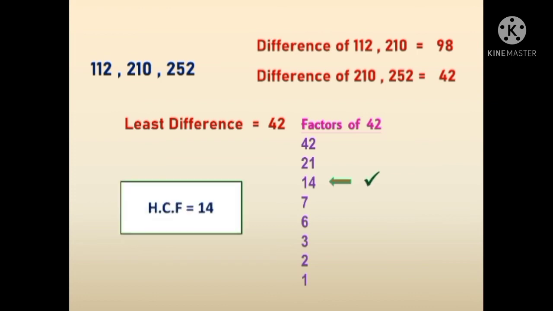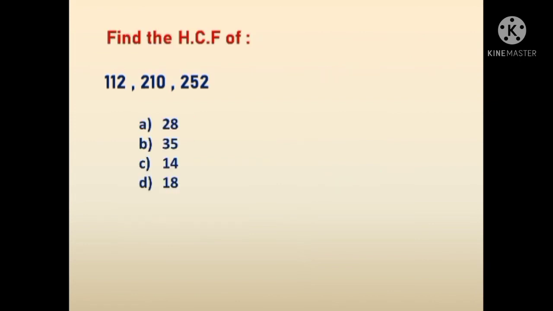We have seen the concept very clearly. Now let us see how this trick will be very useful. Actually, this trick will be very helpful in one-word problems, especially for competitive exams. So in case you have a question like this, find the HCF of 112, 210 and 252, and the options are also given, right? This is the same question that we have seen before. The options are 28, 35, 14 and 18.